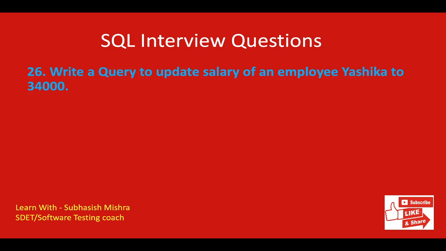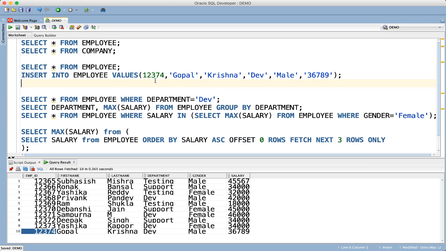Write a query to update the salary of an employee Yashika to 34,000. Okay, so here you see the interviewer wants to know whether you know the update query or not, and here they are telling you what you want to update. You want to update the salary of an employee named Yashika, and they want to update it to 34,000, right? So let's do that. What you can do here is write update, employee table, then set.